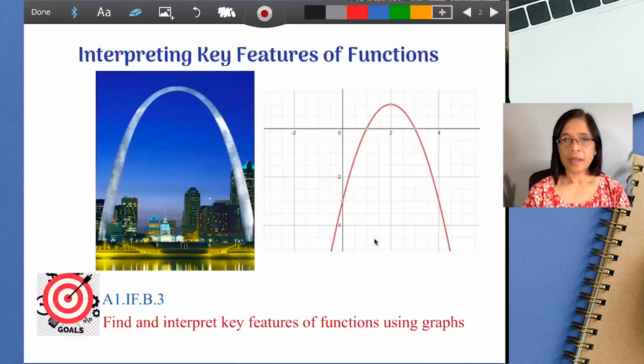Today we're going to review a lesson in Algebra 1, and our students in Algebra 2 would find this very useful. You will need some supplies, and I'll give you a few seconds to get your pen and your notebook. And when you're ready, let's get started. At the end of this lesson, you should be able to find and interpret key features or key characteristics of functions using graphs.